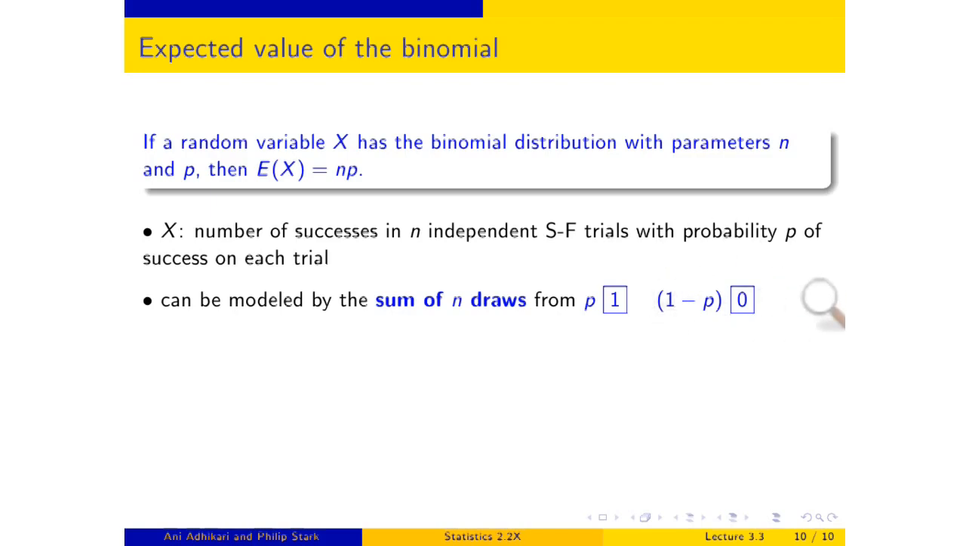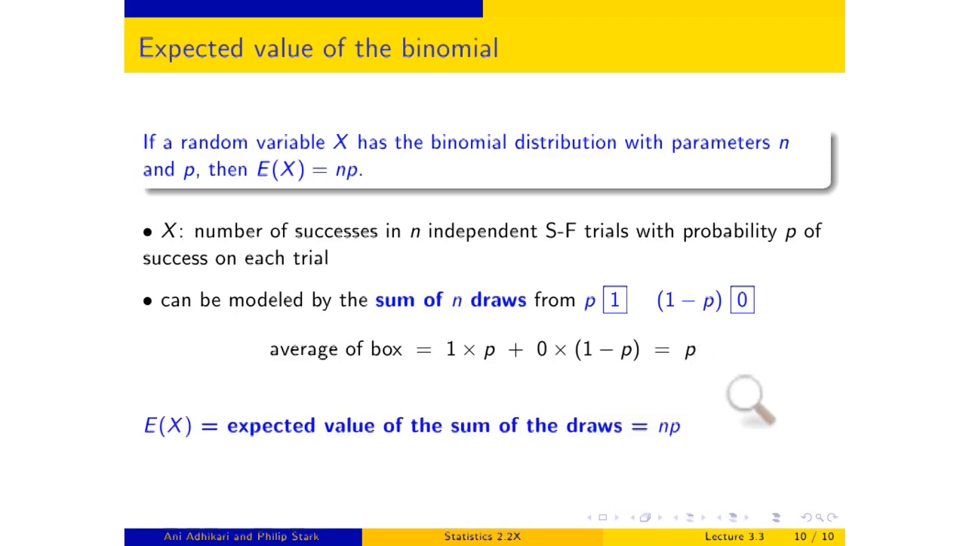If you draw from this box once, then the average is 1 times the proportion of ones plus 0 times the proportion of zeros, and that sorts itself out to p. On a single draw, you expect to get p, and that is much more easily understood as, in the long run, your expected proportion is p. And so if you are adding up n of these, then you are going to get np as your expectation. On a single draw, you expect p, and so n times that.